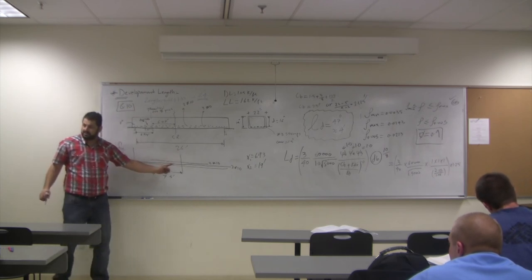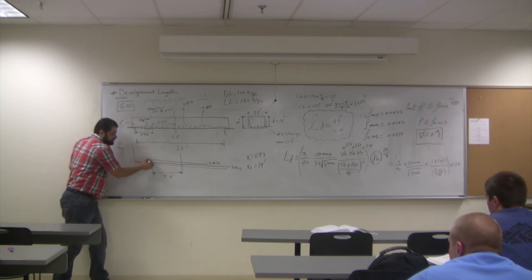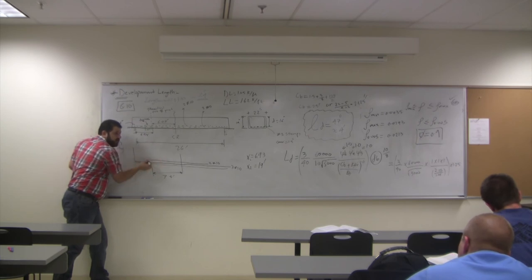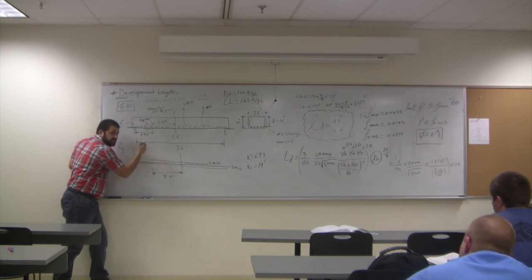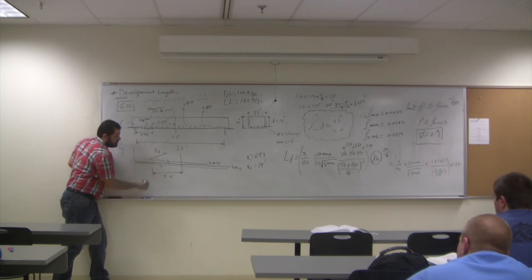For this bar to develop Fy, you need to develop it here, right? Look at this. For this bar to develop Fy, how much is the stress here on the bar? Zero. What's the stress at the end of the bar? Zero. As this one is planted in the concrete, it will start developing stresses, Fs. This will develop Fy at what length? 4 foot.